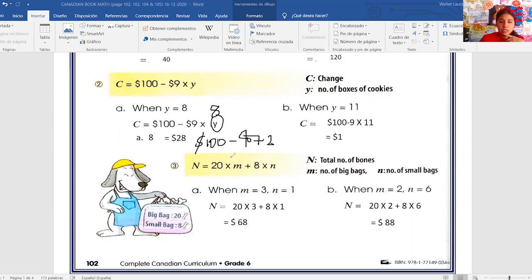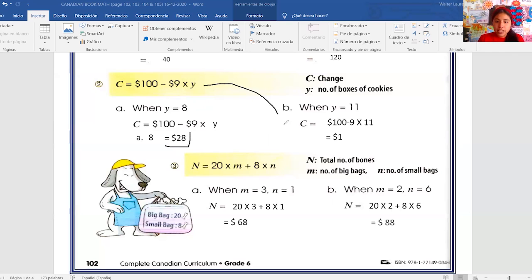In total, here is C. C equals $100 minus 72 equals 28. That's what I put in the answer, $28. So that is the answer.